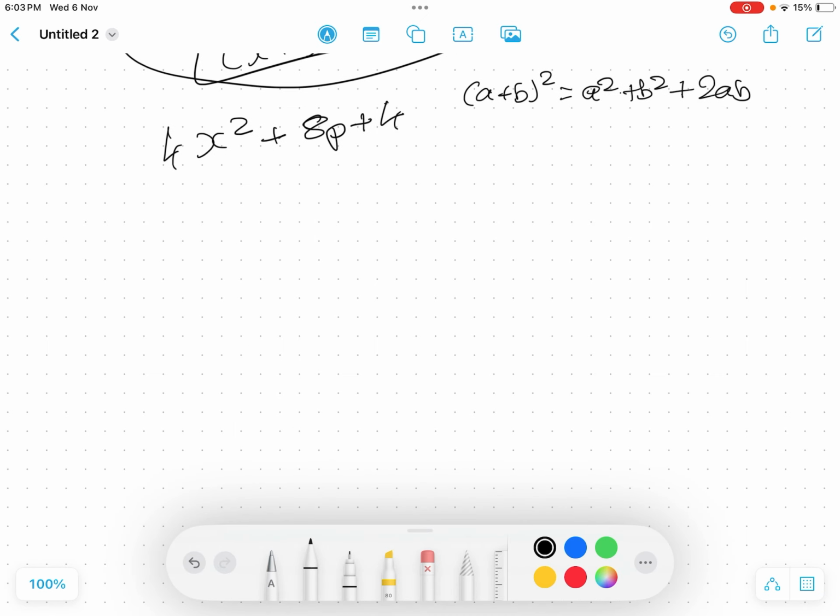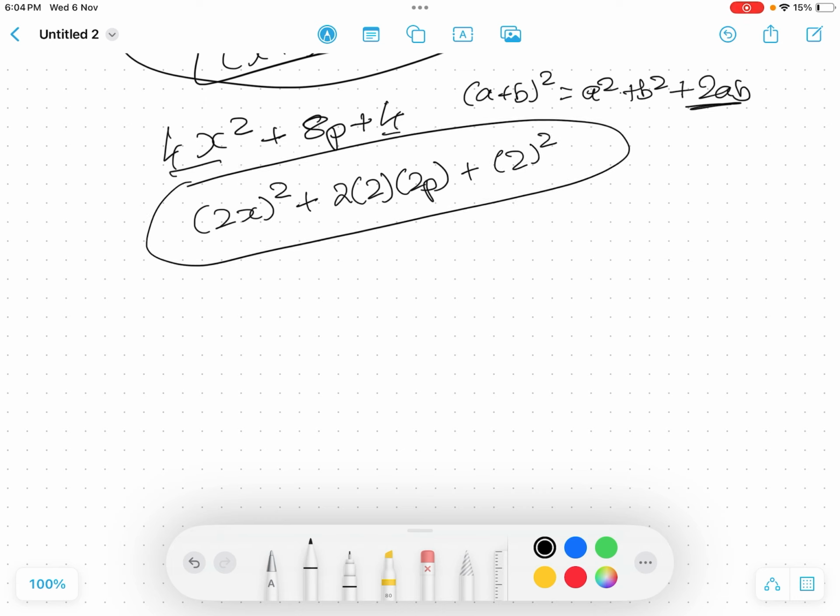Now you can express 4x squared as 2x square, right? The second term we have is 2ab, so plus 2 into 2 into 2x, right? And plus 4 can be expressed as 2 square. Now you see the way we write here matches this. So you can express this as 2x plus 2 whole square. How do you know 2x and 2? This is a, this is b. So a plus b whole square is 2x plus 2 whole square.